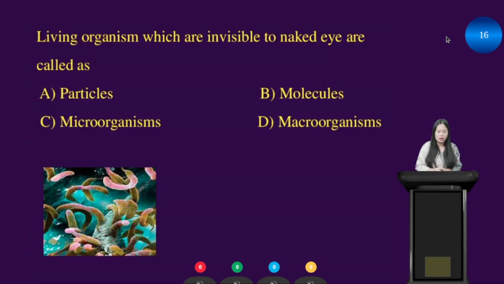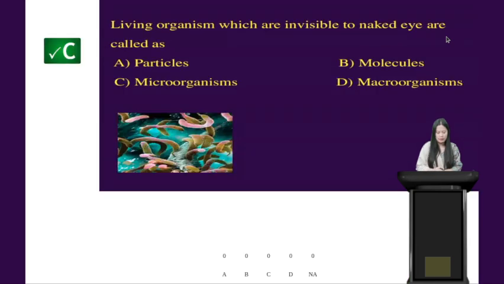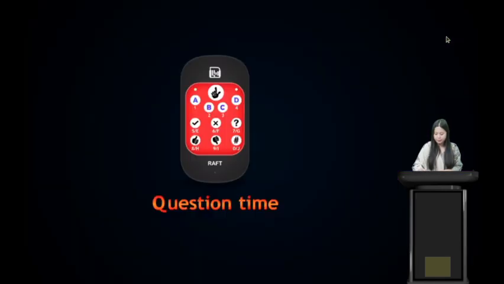Living organisms which are invisible to the naked eye are called particles, or molecules, or microorganisms, or macroorganisms. Good, students. The correct answer for this question is option C, microorganisms. Living organisms which are invisible to the naked eye are called microorganisms.